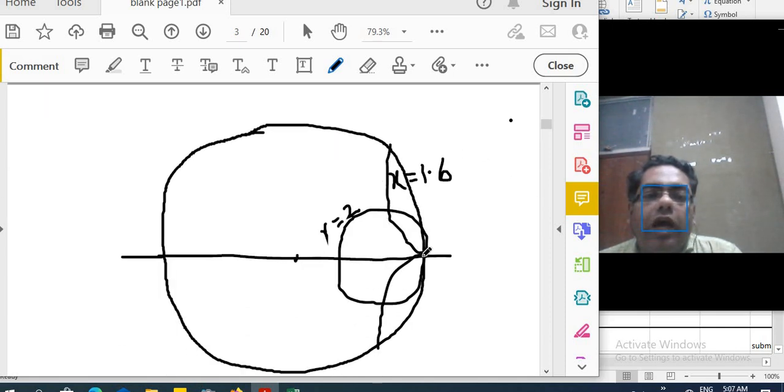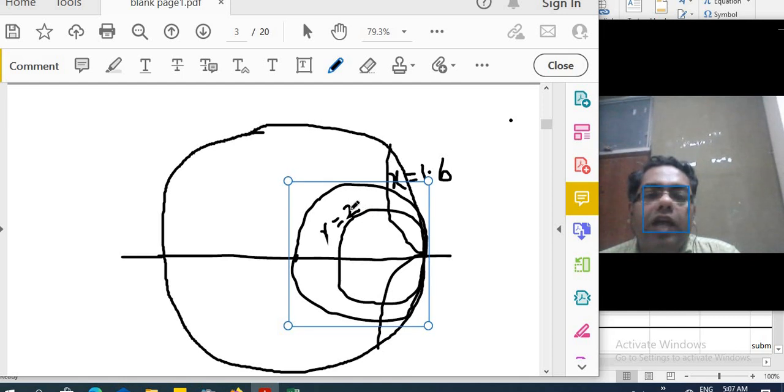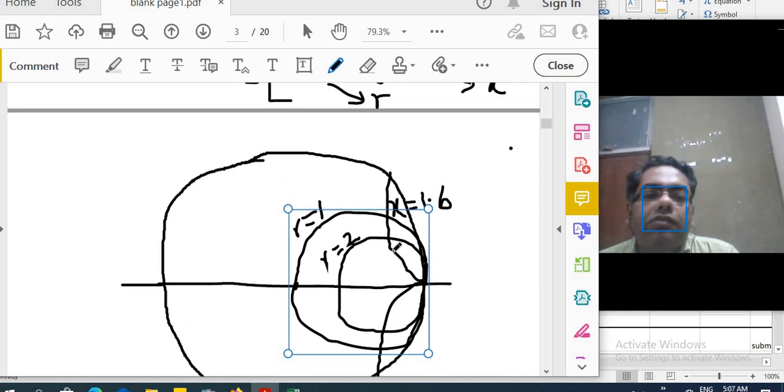Actually this is the r equal to 1 circle. Inside that we will get the r equal to 2 circle. This is the r equal to 1 circle, and then this is x equal to plus 1.6. So the intersection of these will give 2 plus j1.6 at this point. This is the intersection point, 2 plus j1.6. This is my small zl.